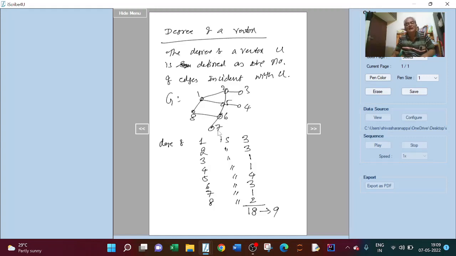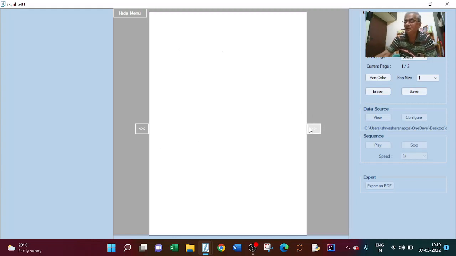Sum of the degrees is equal to 18 and the number of edges is equal to 9. Can we find a relation between the sum of the degrees and the number of edges? Okay, let me consider another example. One more example. Say G1. This is the graph.